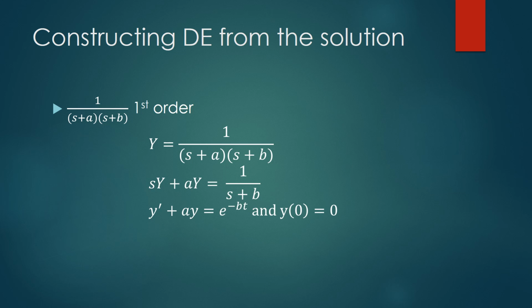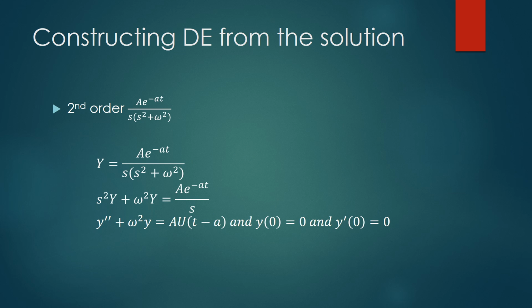And then we take the inverse Laplace of both sides. It becomes y prime plus ay equals e to the power of negative bt, and the initial condition is y(0) equals 0, since there is no constant term on the left side of the equation.